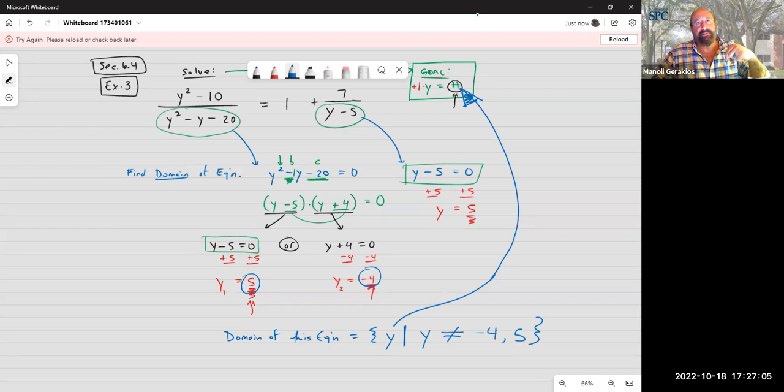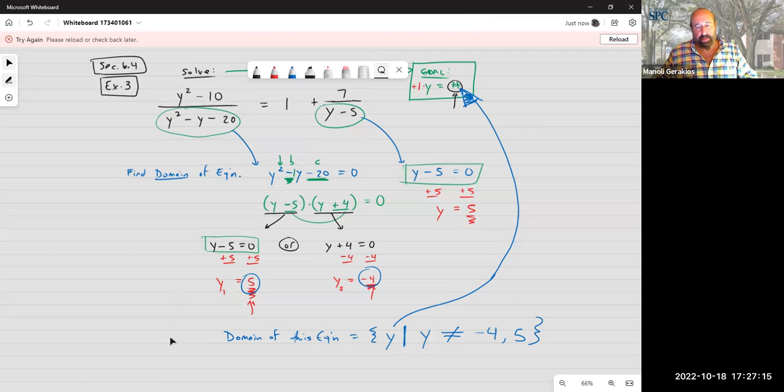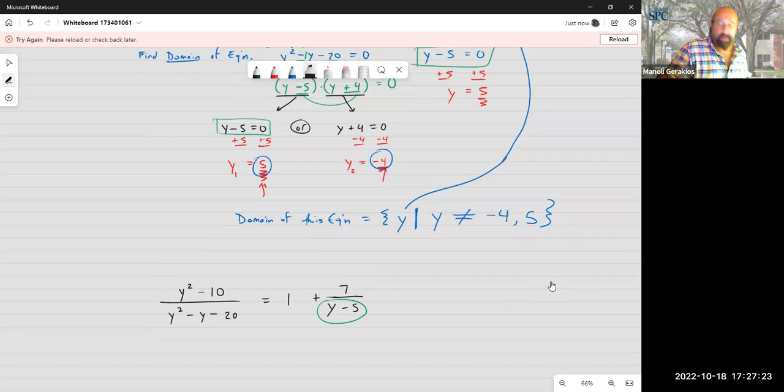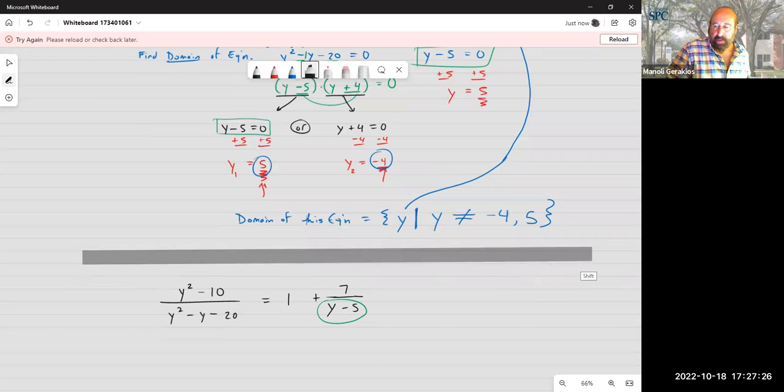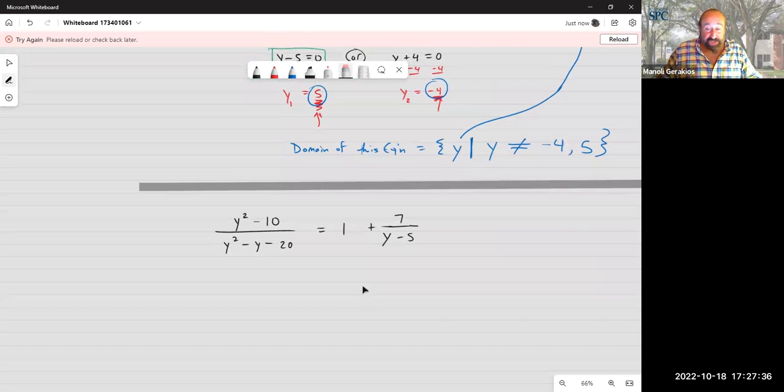Now let's move on to solving the equation. I'm going to copy this and paste it down here. What we're about to do is find the LCD and multiply all three terms by the LCD. There are three terms in there. We're going to come back and check any solutions we get against the domain. Now's the time to actually solve the entire equation.